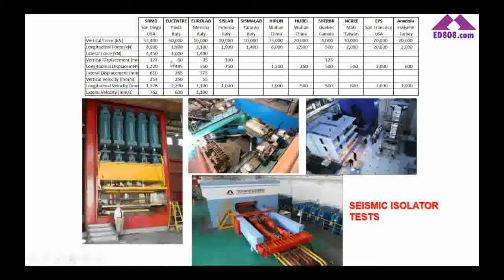The second largest, the second most preferred one is in Italy, in Pavia, at the EU Centre. The axial load level is quite the same, but the displacement capacity is less. It's nearly 50 centimeters, the displacement capacity, and the velocity is quite good, again 2.2 meters per second.